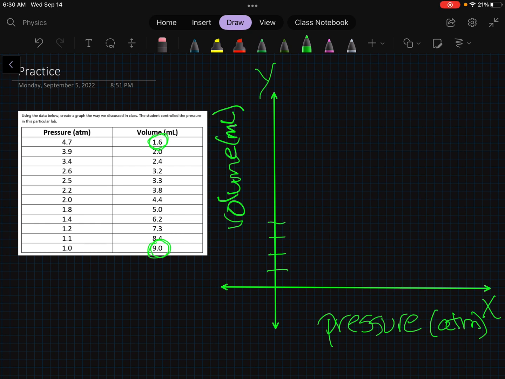You need to make sure that each tick mark is the same distance from the one before, including the first one from the origin. Okay, and these are all by ones. Now they could be by twos, they could be by fives. It depends on your data. Ooh, I can't talk and write at the same time. I apologize.